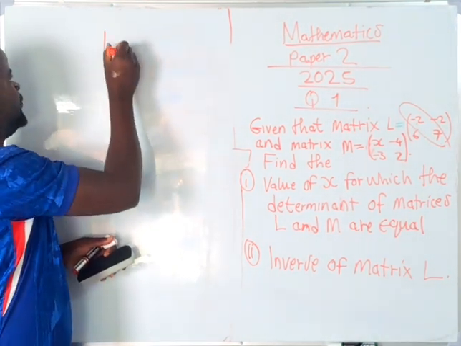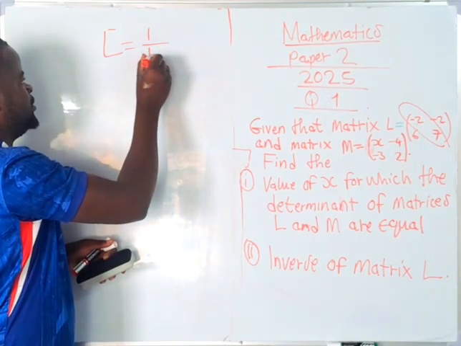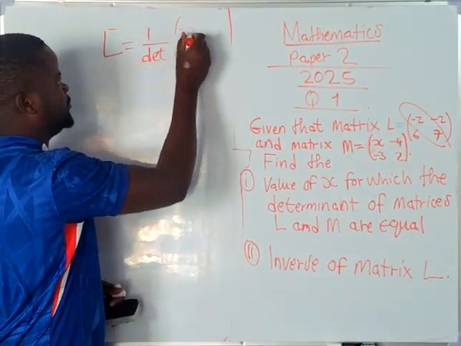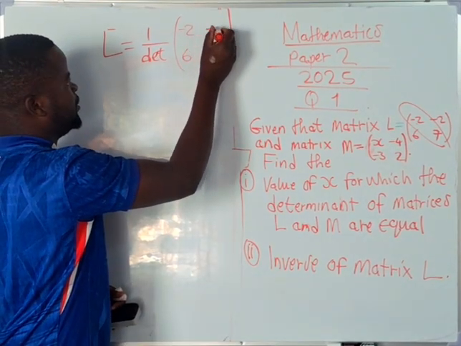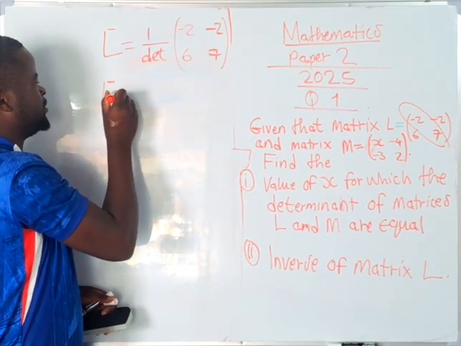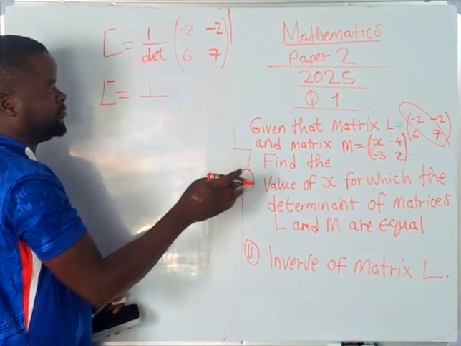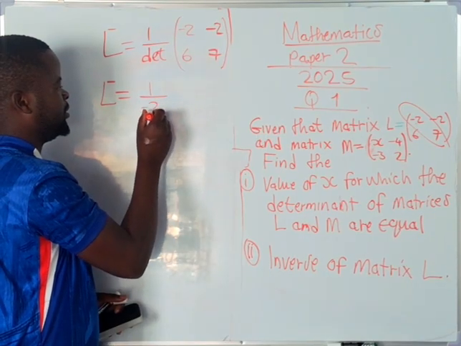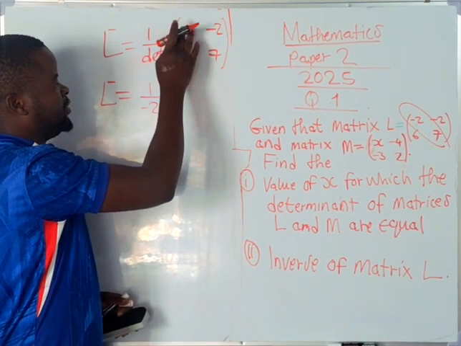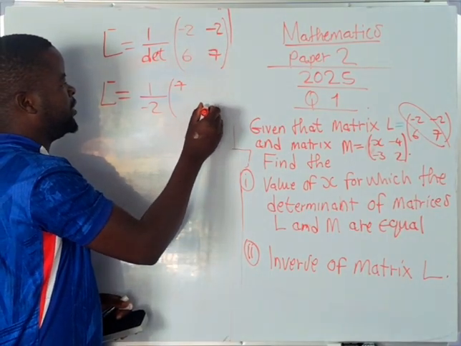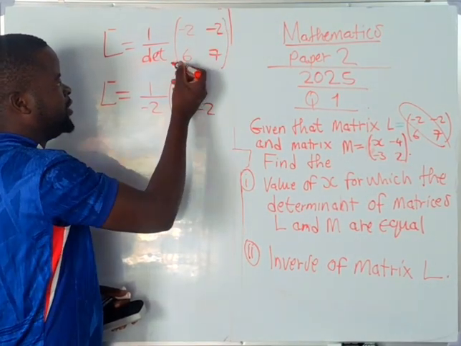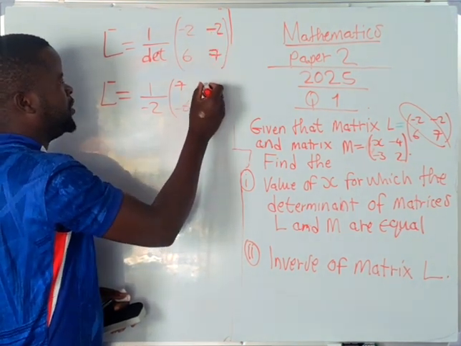So the inverse of matrix L is equal to 1 over the determinant of matrix L, where matrix L is -2, 6, -2, and 7. The determinant of matrix L gave us -2. We interchange the numbers in the major diagonal, so this is a 7 and this will be a -2. The numbers in the minor diagonal are multiplied by a negative: negative times 6 is -6, and negative times -2 becomes a positive 2.